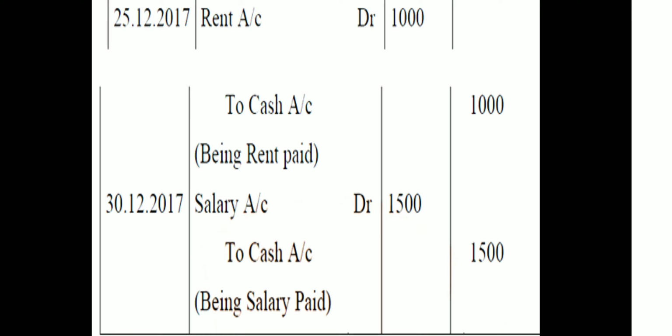In the same way, salary is also an expense. So we will write salary account debit to cash account, being salary paid, 1,500 rupees.